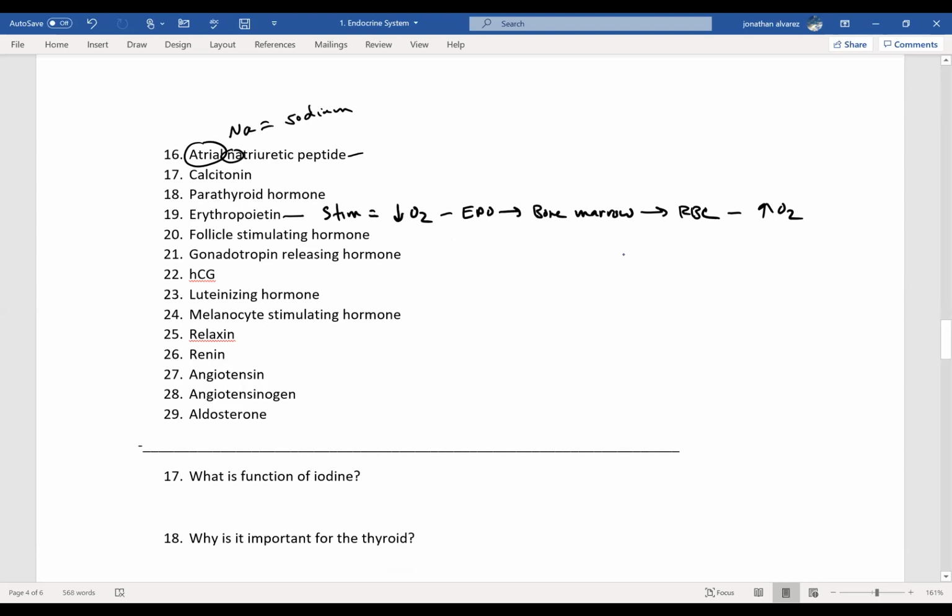Okay. HCG is released from the placenta. And it helps to maintain pregnancy.